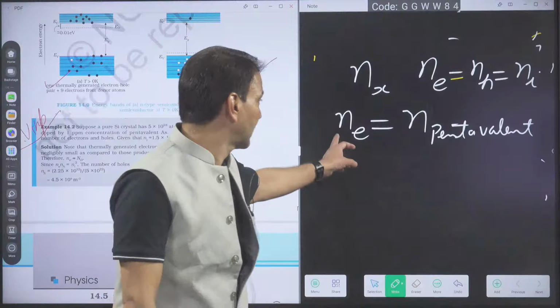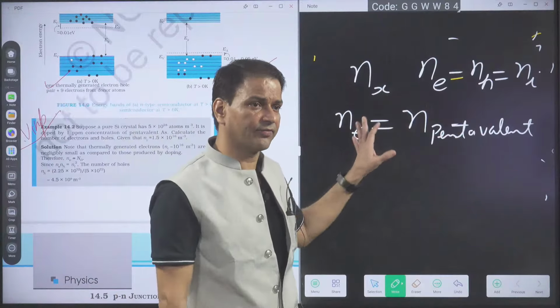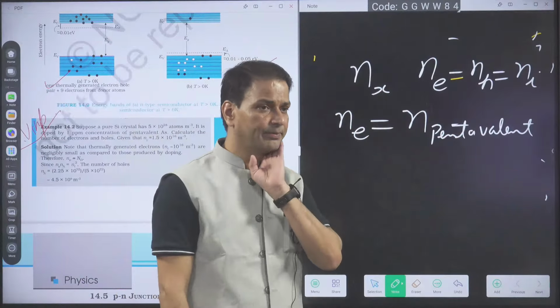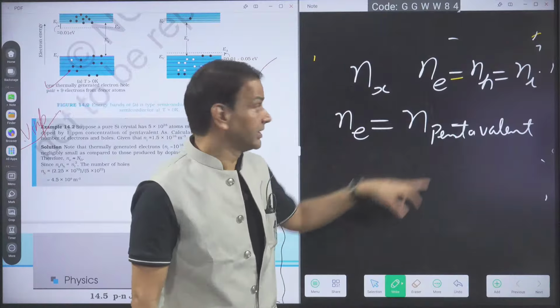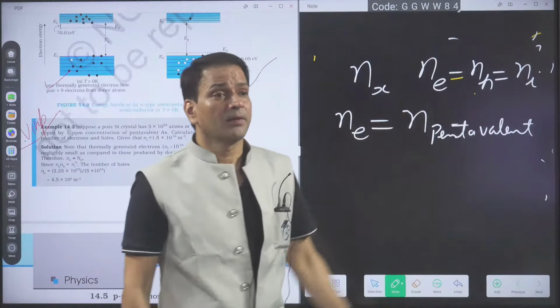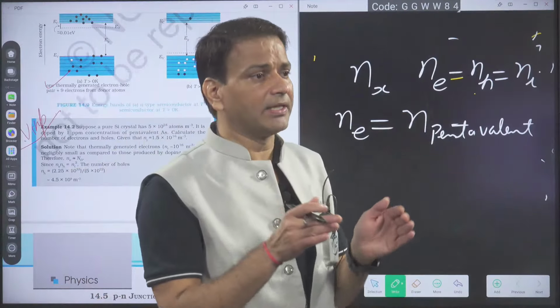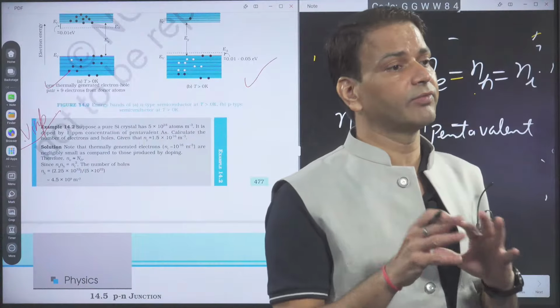So from the number of electrons, I will get the number of pentavalent atoms added. That is the first step if I'm adding a pentavalent impurity. Then how can I find NH? NH I cannot take this way. Why? Because when I add the pentavalent impurity, the electron concentration will be high.